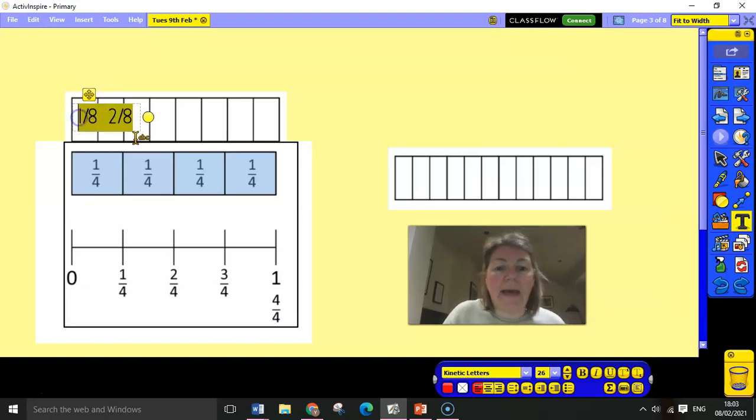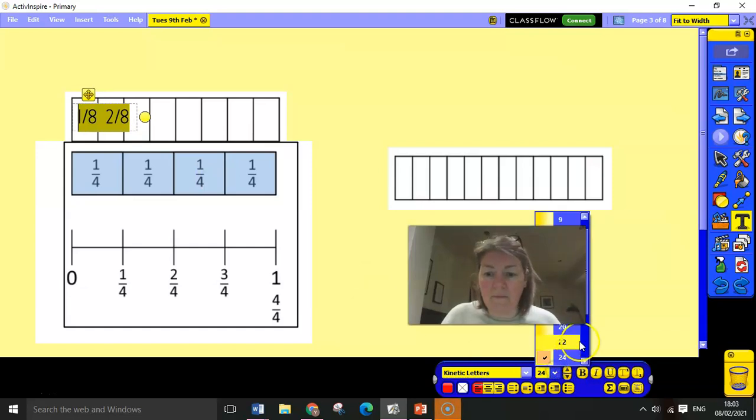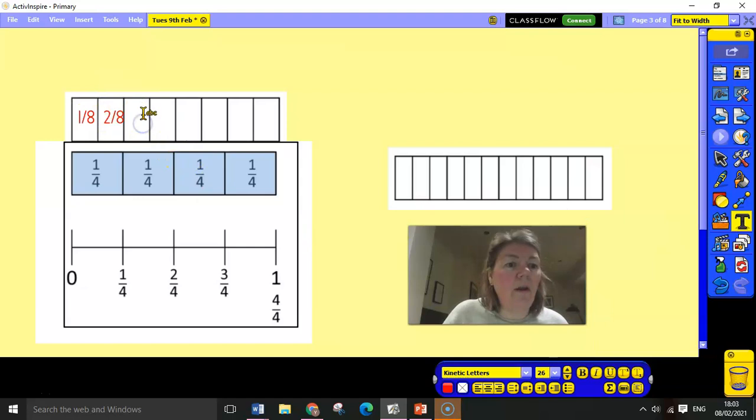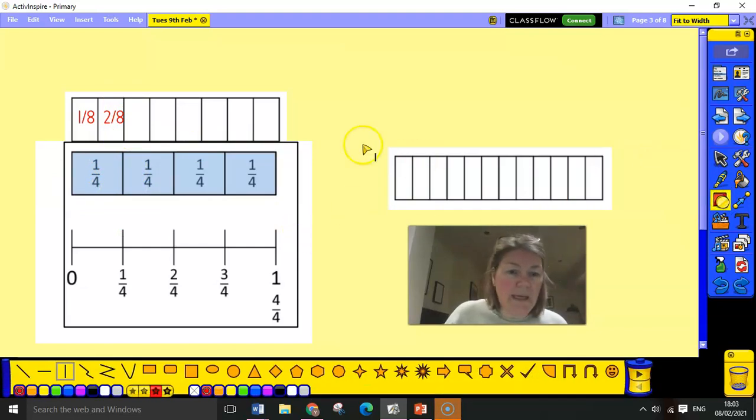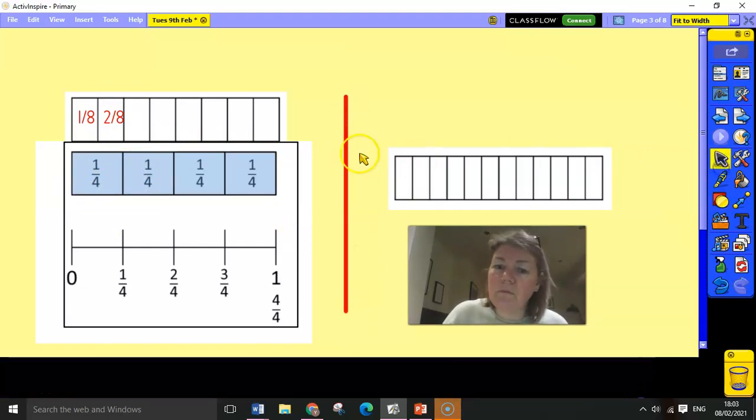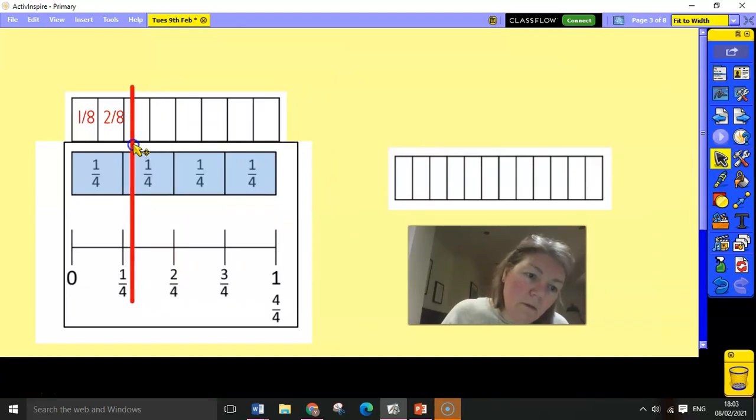I think I need to make my 8s a little bit smaller. There we go. And I could go along and I could carry on, but I can see quite clearly by using the bar that 1/4 is equal to 2/8 because they line up.